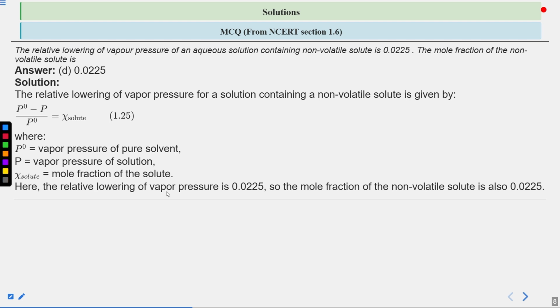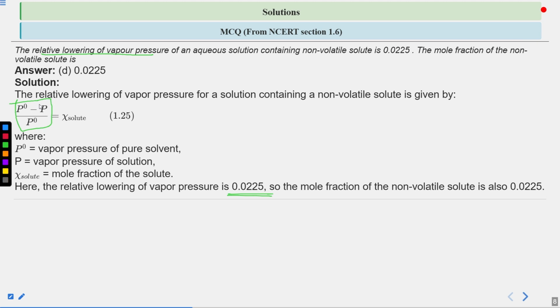Here, the relative lowering of the vapor pressure is given as 0.0225. Right? In the question, it is given that the relative lowering of vapor pressure, and this relative lowering of vapor pressure is this term. We are defining this relative lowering of vapor pressure by this term, P naught minus P by P naught.